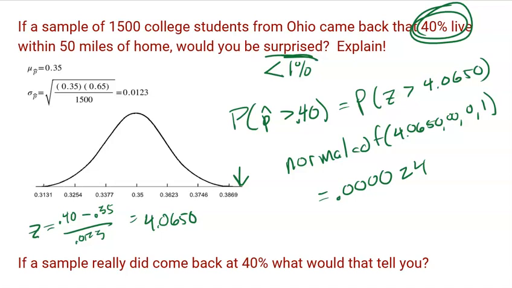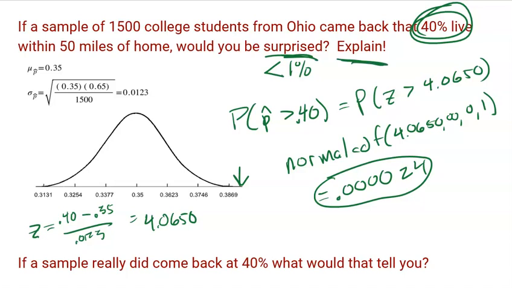So would I be surprised if a sample came back 40% or more? Please do not say 40% exactly. Normal model cannot calculate that. But the probability that a sample comes back 40% or more is extremely, extremely unlikely. So yes, I would be surprised because it would have a probability under 1% of occurring. The probability of a sample coming back 40% or more would be under 1%, which tells me that it's very surprising. So notice that what I just did right there was I explained. Got to explain that.